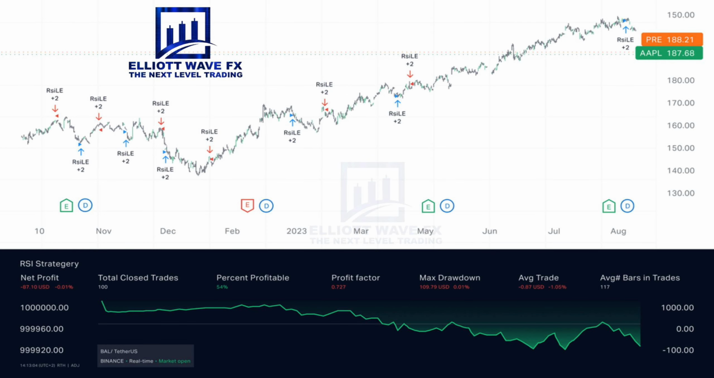When you apply the RSI in its simplest form, buy when the RSI escapes the overbought area and sell when it moves away from the oversold area, it produces a similar result across all timeframes, a pretty consistent loss.